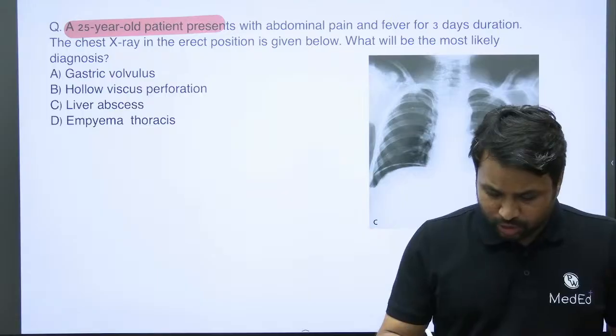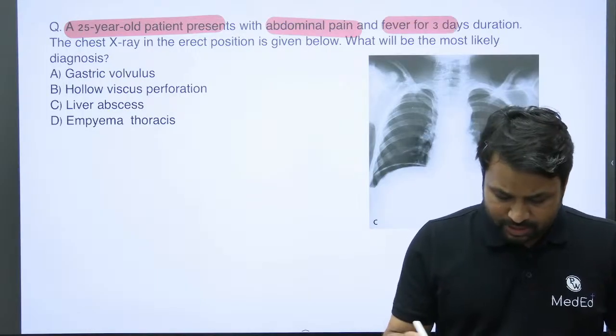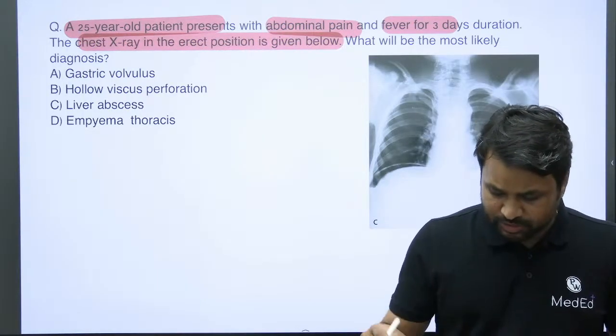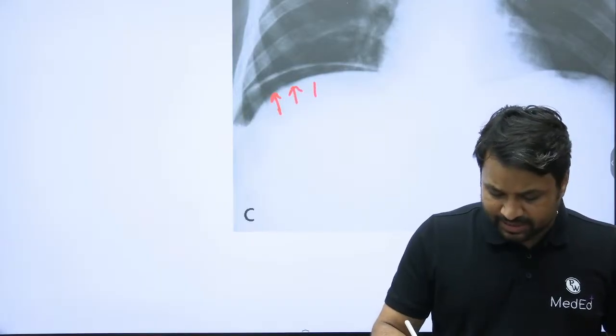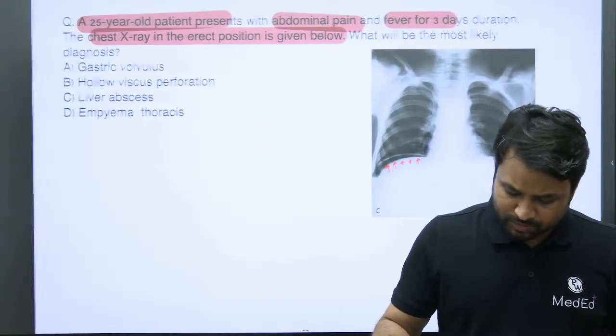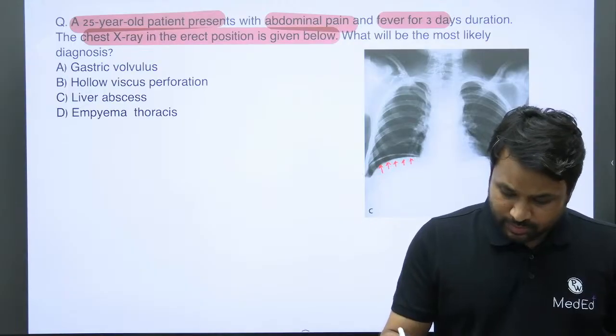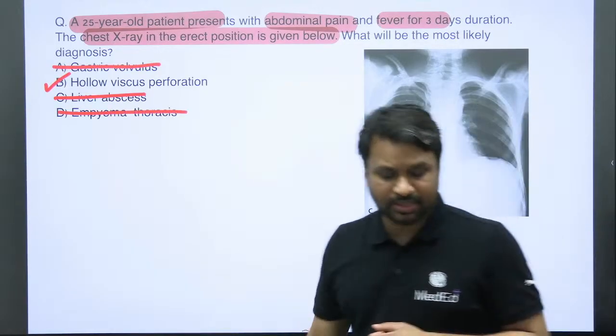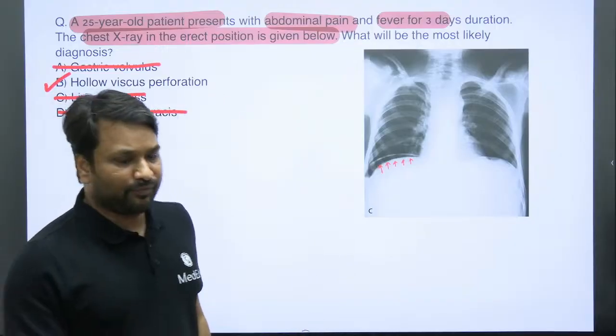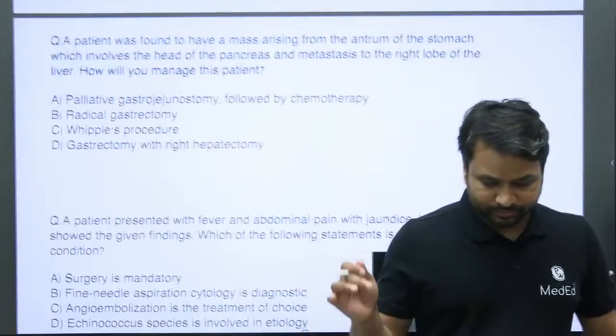A 25-year-old patient is brought to you with abdominal pain and fever for 3 days' duration; chest X-ray in erect position is given below. What is the most likely diagnosis? I want you to look at this particular side. This is free gas under the right hemidiaphragm. It is hollow viscus perforation. So the answer to this question will not be gastric volvulus. It is hollow viscus perforation, not abscess, not empyema thoracis. Free gas under diaphragm. Okay.